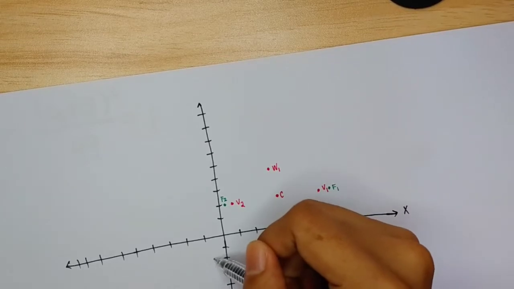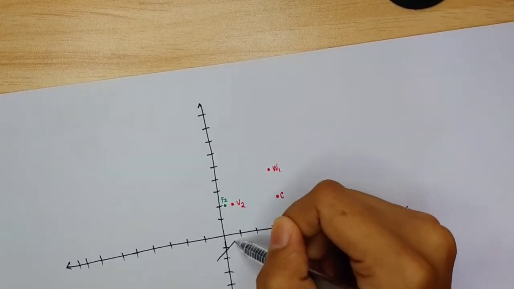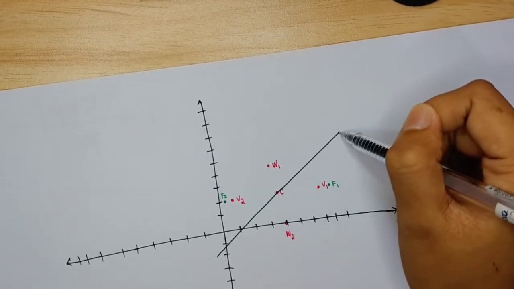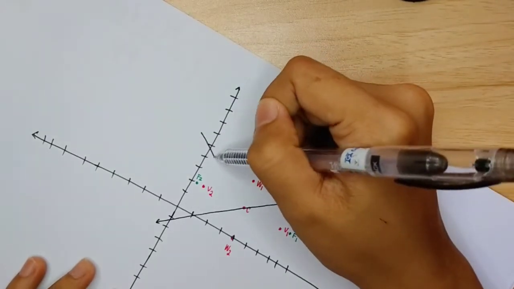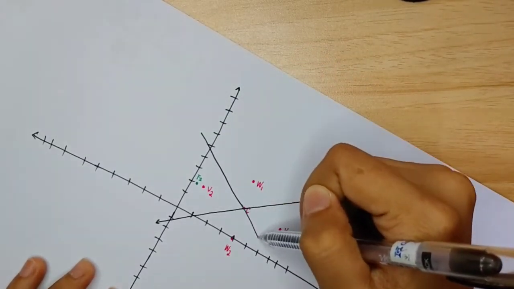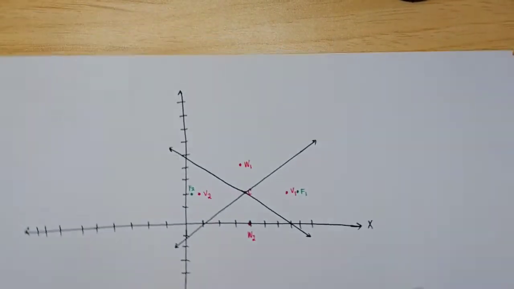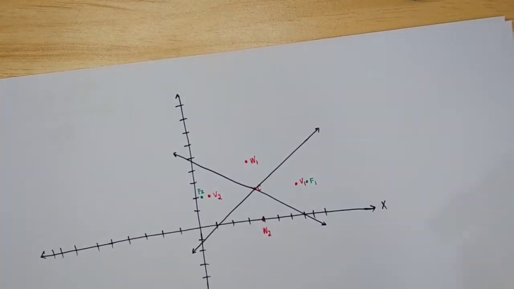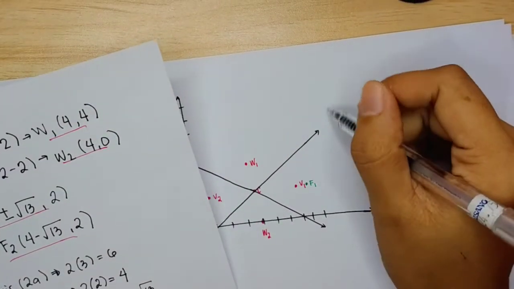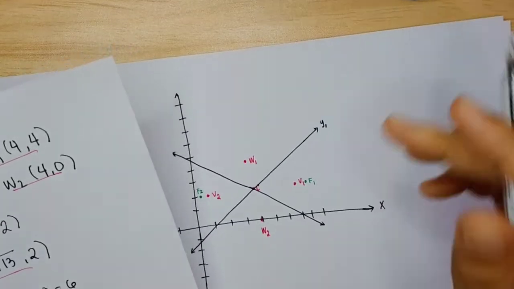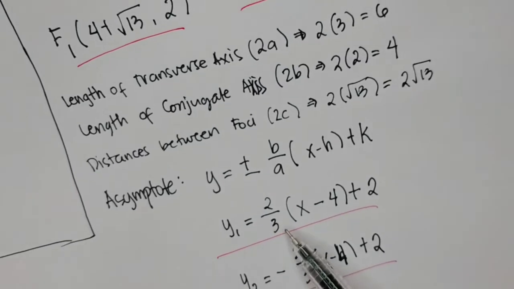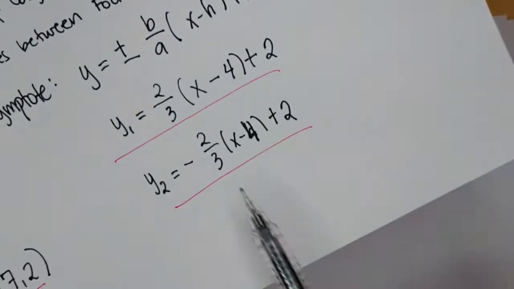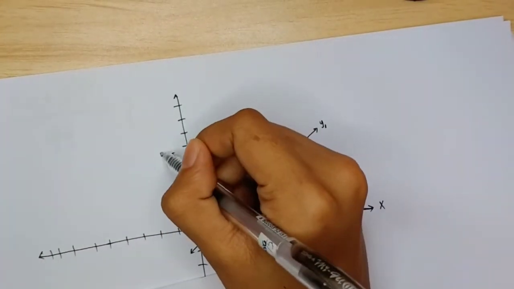So, assuming this is our asymptote. Assuming lang ha. So, this is our asymptote. So, if that is our asymptote, then dyan tayo mag-base ng graph natin. So, yung positive, ito yung y1 natin, since positive yung slope niya. That is our y1. Then, yung y2 natin, yung negative yung slope. Sa kabila. This is our y2.